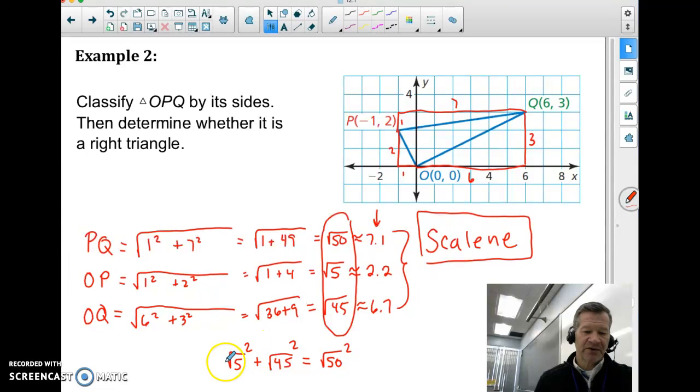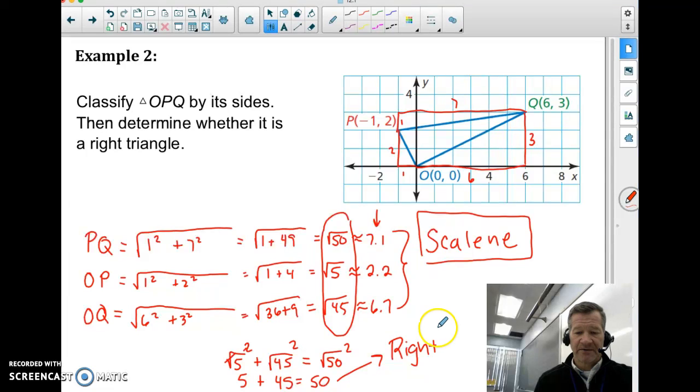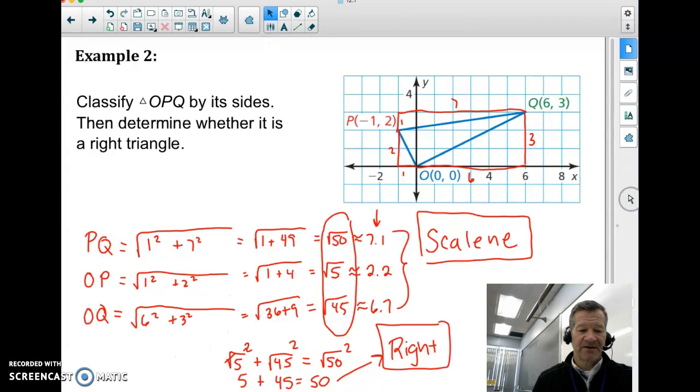Now when you square a square root, those are inverse operations, so they cancel each other. So you get 5 plus 45, because the square root of 45 squared is 45, and the square root of 50 squared is 50. That's a true statement. So a squared plus b squared does equal c squared. Therefore, yes, this is a right triangle. The three sides obey the Pythagorean theorem, and therefore we have a right triangle. And there's example 2.